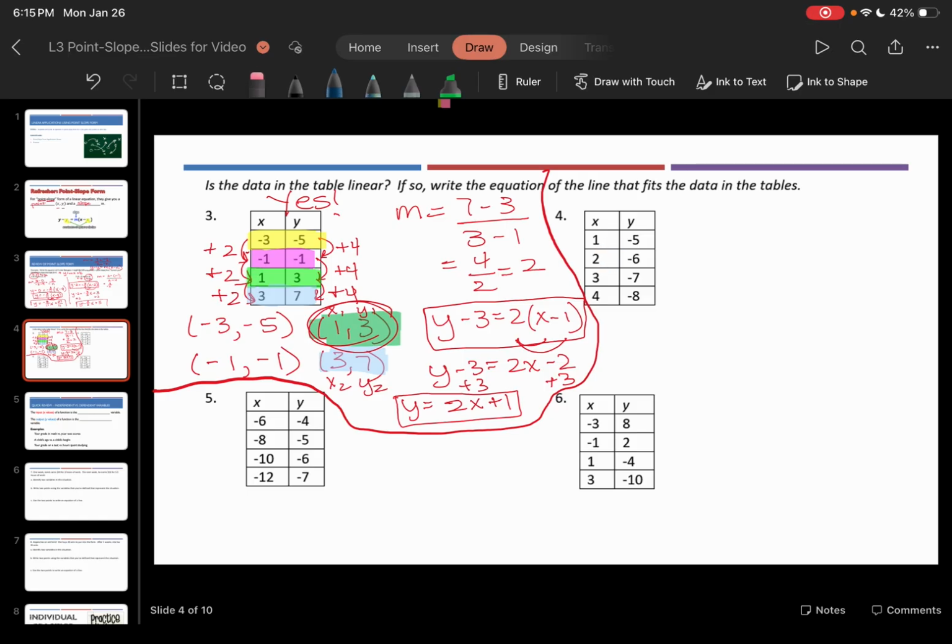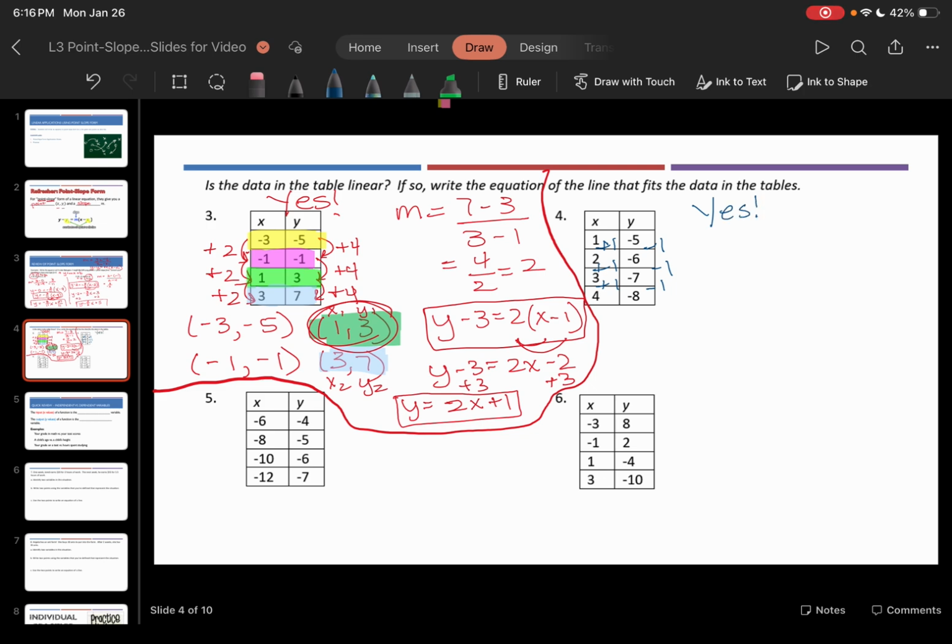I got to make sure that the x values are going up by a constant rate, which they are. If I add 1 every time I get to the next one, right? Now, how about those y's? Negative 5 to negative 6, they're actually decreasing. But how much are they decreasing by? Looks like they're decreasing by 1 every time, right? So, yep, it's linear.